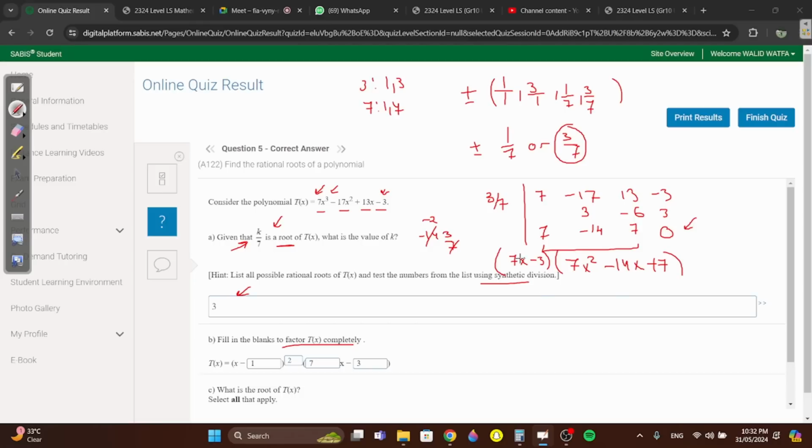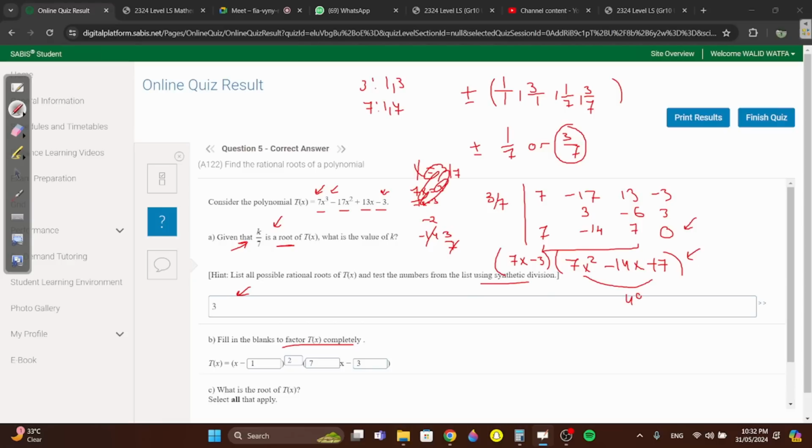So let's factor it completely. Why is it 7x minus 3, by the way? If x equals 3 over 7, multiply the 7 to the other side, 7x equals 3, then take the 3 to the x side, and it'll be 7x minus 3. Okay, just showing you why. Anyway, let's factor this now.